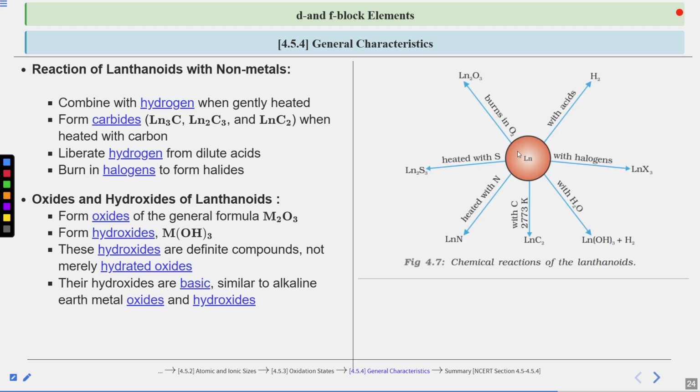So lanthanoids can show various chemical reactions. They can burn in oxygen to form oxides. They can liberate hydrogen after reaction with acid. They can react with halogens to form halides. They can react with water to form hydroxides. They can react with carbon at a particular temperature to form carbides. They can be heated with nitrogen to form nitrides, and with sulfur to form sulfides. So this image shows the various chemical reactions shown by the lanthanoids.